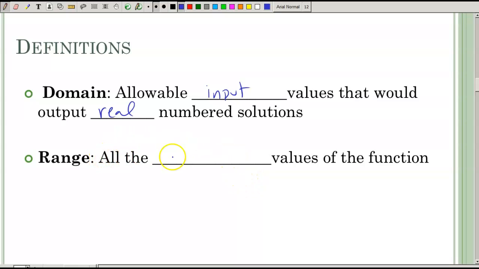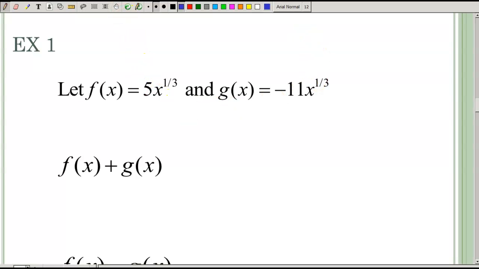And the range is all the output values of the function. So again, with the idea of what a function is, the domain is all the input values, or the allowable input values, and the range is simply all the output values. All right, so looking at example 1.